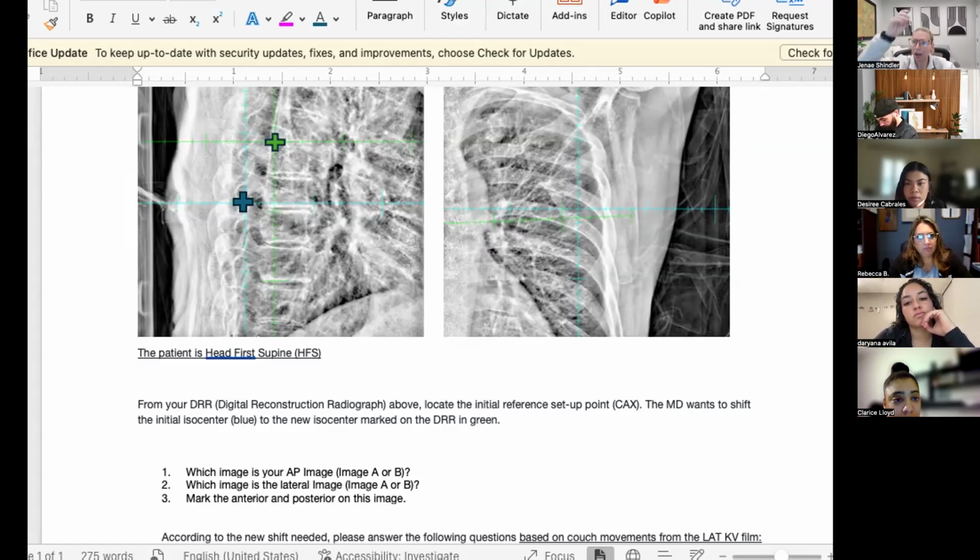But I want you to understand that what is moving is the table. It's not going to be the isocenter because that's in the gantry and that doesn't move. Janae, okay. Yeah, can we use our Diego method on the exam?